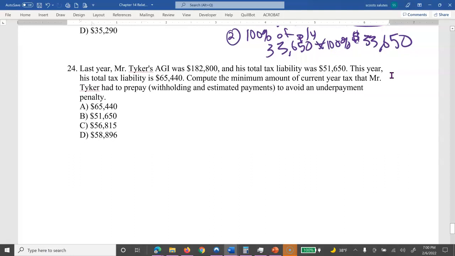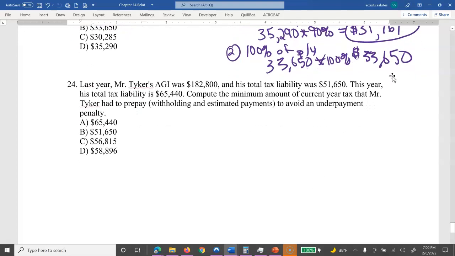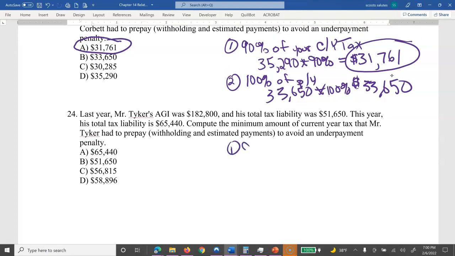Let's look at number 24 here. It says last year, Mr. Tucker's AGI was $182,800 and his total tax liability was $51,650. This year, his total tax liability is $65,440. Compute the minimum amount of current year tax that Mr. Tucker had to prepay either through withholding and estimated taxes to avoid an underpayment penalty. I'll move that down a little bit because we're looking at the same scenarios.